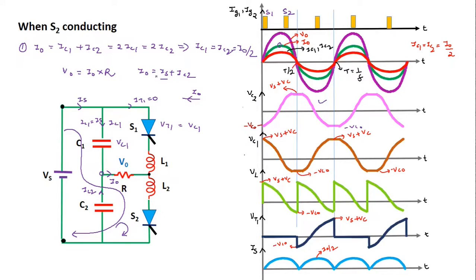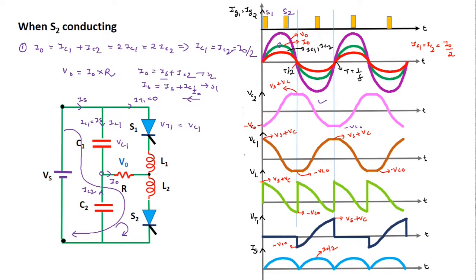Okay, so here you can see when the S2 SCR is conducting, the load current is equal to IS plus IC2, and when the S1 SCR is conducting, the load current is equal to source current plus IC1 current. So in both cases, whether the S1 SCR is conducting or the S2 SCR is conducting, the source is providing the source current to the load. That means the source current will be continuous in nature.